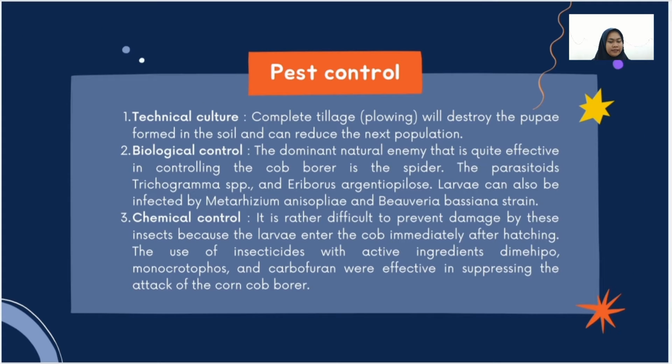To control this pest, there is technical culture with complete tillage. It will destroy the pupae formed in the soil and can reduce the next population. Biological control uses natural enemies like spiders, the parasitoid Trichogramma, and also Metarhizium and Beauveria bassiana strains. For chemical control, it is rather difficult to prevent damage immediately after hatching, but use of insecticide with active ingredients like carbofuran was effective in suppressing the attack of the corn cob borer.